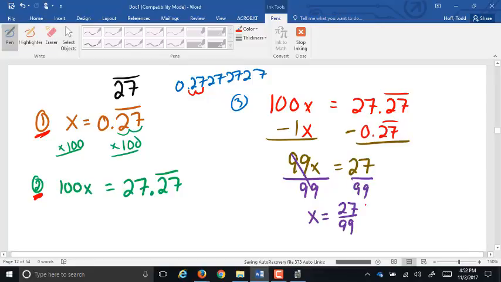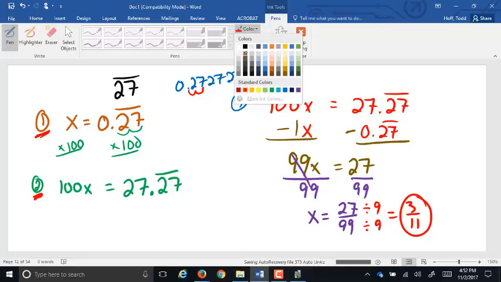But of course, that fraction can be reduced. Both of those numbers can be divided by 9. 27 divided by 9 is 3. 99 divided by 9 is 11. So 0.27 repeating is 3/11.